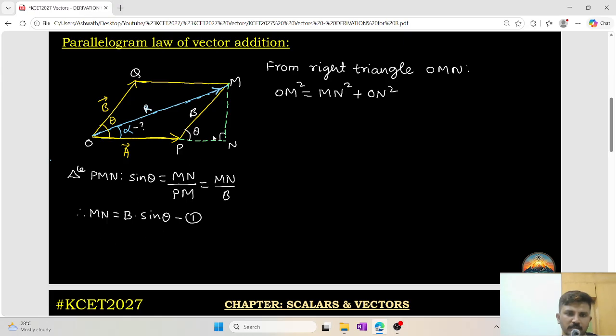Then from the same triangle, if you take cos theta, you will get adjacent by hypotenuse, that is PN by PM. So PN divided by PM is B cos theta... So from this you will get PN is equal to B cos theta. This is equation number 2.